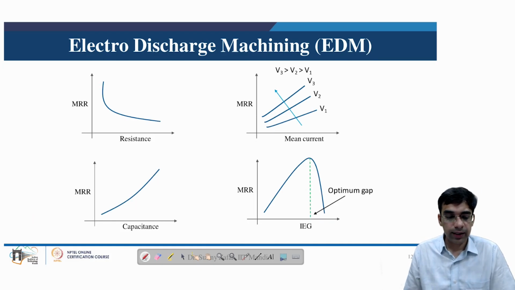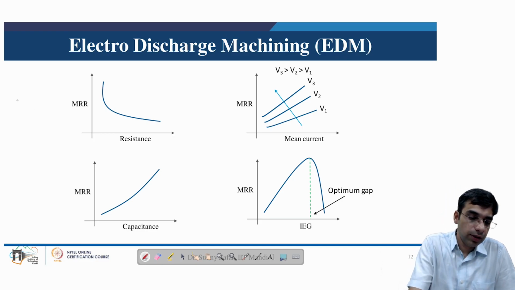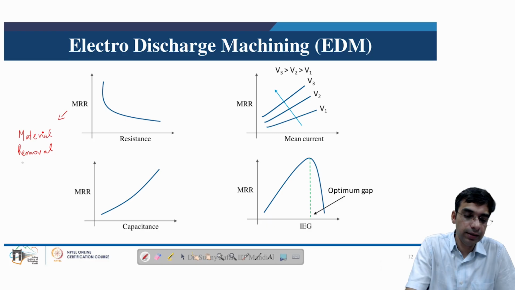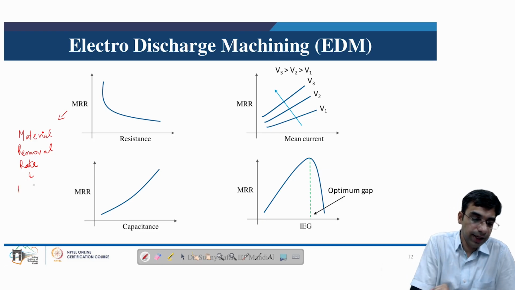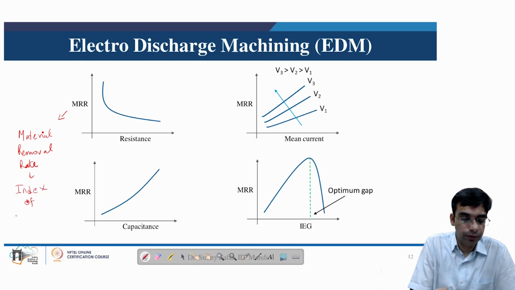So we can also look at the electric discharge machining process by looking at the role of various process parameters on the material removal rate. Material removal rate, or the MRR, is basically the index of productivity, that is how fast a machining process is removing material. Generally it is desired in machining processes that this should be as high as possible. This is the index of productivity.